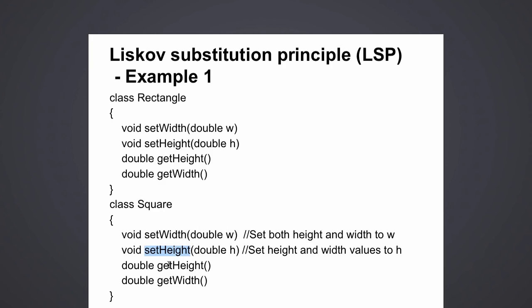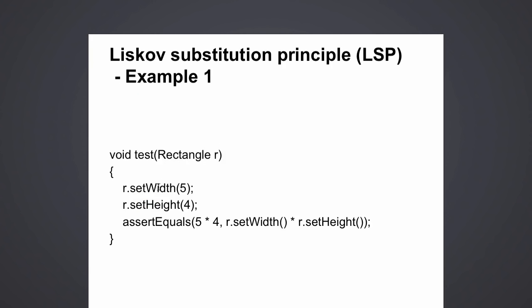So a square does not have height and width. For the sake of reusing the functionality in the rectangle which is already there, if I make the square class extend the rectangle, then it would result in problems. For example, somebody is writing a test like this. He's doing a set width of 5 because it's a rectangle, right? So I should be able to do a set width, set height, and he's doing a 5 into 4 and expecting this to be the value. And let's say the instance which is stored in the rectangle is that of a square. In that case, this test would fail.